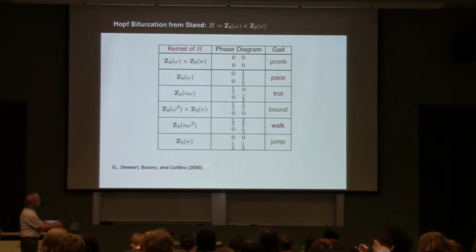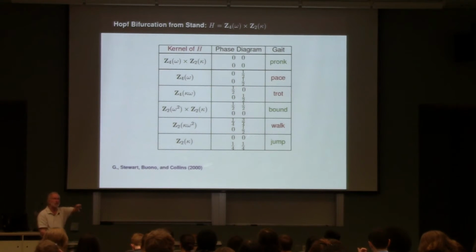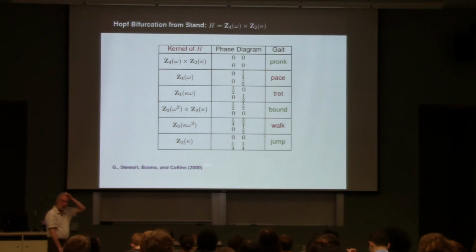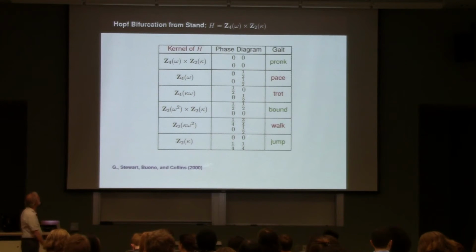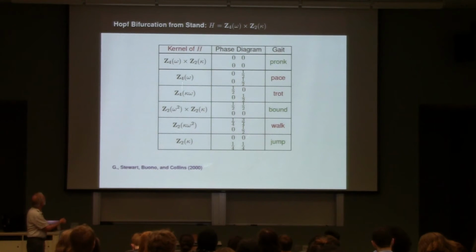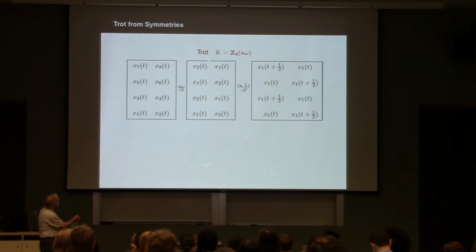So first of all, let's look at the trot. The full symmetry group is going to be a symmetry group of the periodic trajectory. That's the H symmetries that I had on one of the first slides. So every group element is going to give the same solution, but with a phase shift. Well, what are the phase shift zeros? Those are the kernels of the action of H. And for a trot, the kernel is going to be Z4 of kappa omega.